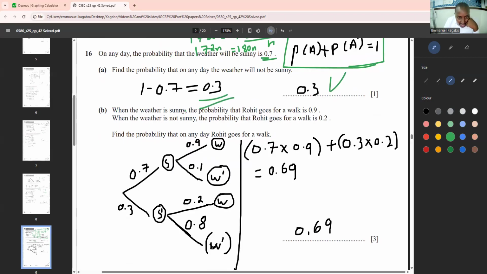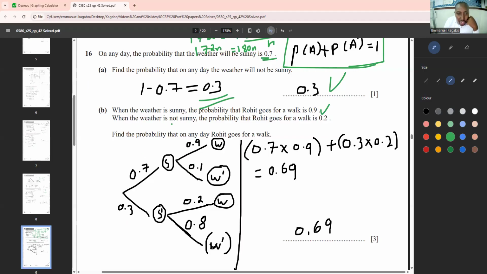When the weather is sunny, the probability that Rohit goes to work is this one. So I use a tree diagram here, for the probability of being sunny and working. The probability of being sunny is that. Not being sunny will be 0.3. Working when it's sunny is 0.9. So not working is 0.1, because remember, these should always add up to 1.